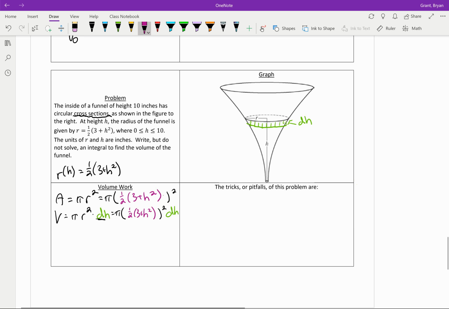We need to stack all of them on top of each other. So my overall volume then is going to be the integral of pi times 1/2 of 3 plus h squared, that's pi r squared, my radius, times dh. How high do I stack them? From 0 to 10. And we're done.